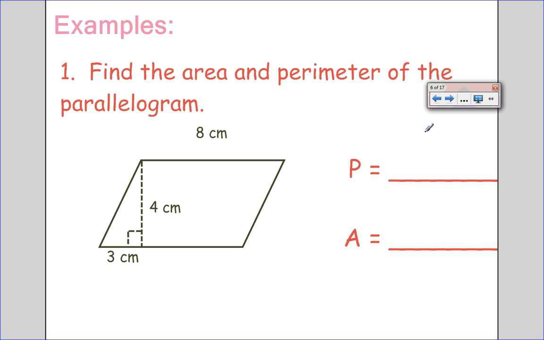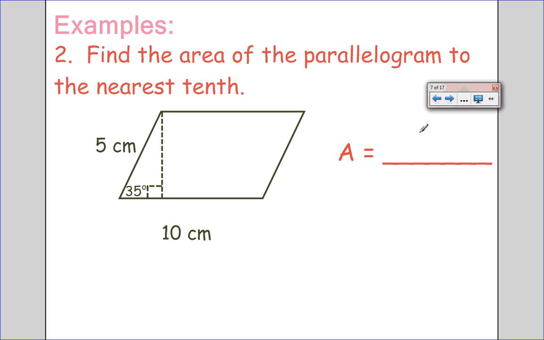All right, so pause the video, see if you can find the area and perimeter of the parallelogram. All right, Pythagorean theorem tells me this is 5. So the perimeter is going to be 8 plus 5 plus 5 plus 8, which is 26 centimeters. Now it's just going to be centimeters because it's one-dimensional. The area is going to be 8 times 4 because that's the base and that's the height. So 32 centimeters squared.